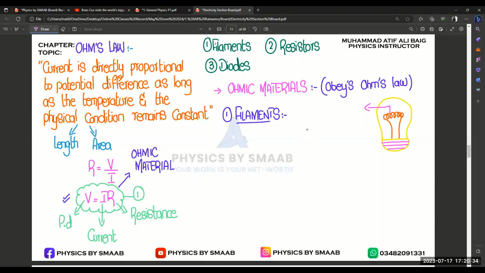Filament is a type of material. Basically, the melting point of this filament is very high. The purpose and mechanism of this orange bulb is that when we pass electricity through these wires, it gets hot. That's why it becomes red or orange and starts to glow, and because the melting point is very high, it is not going to break.